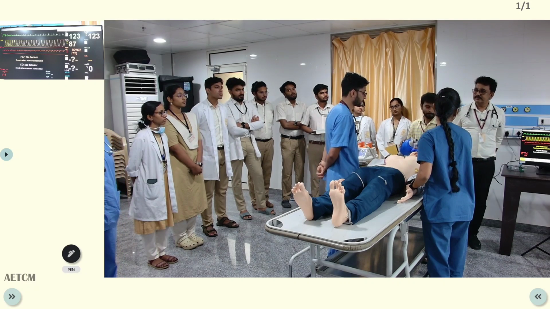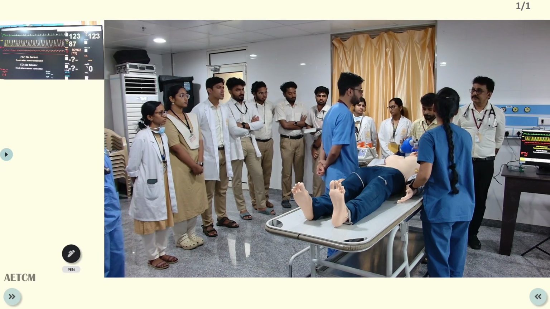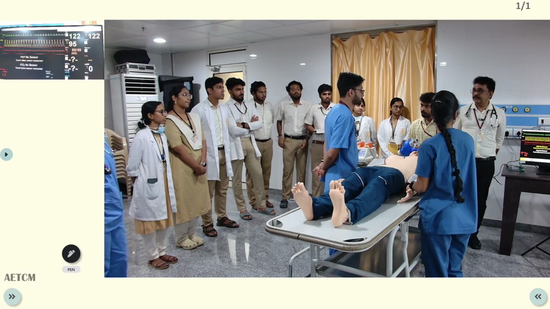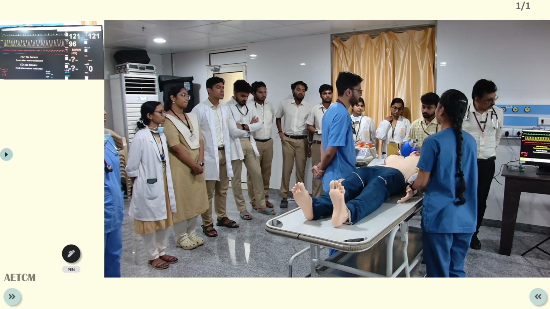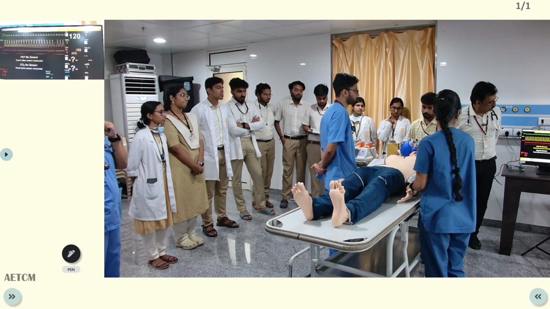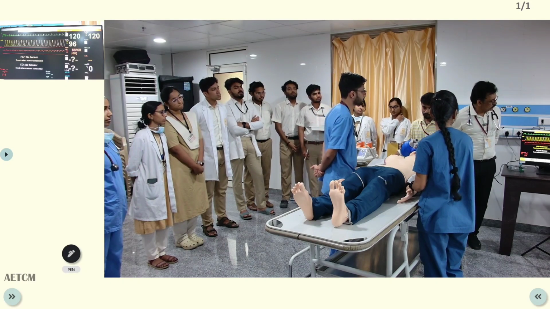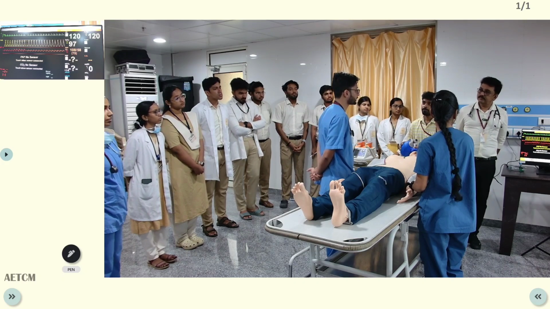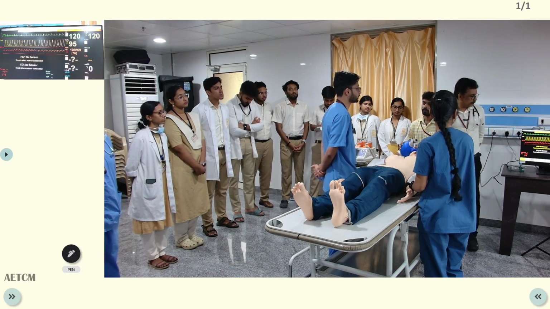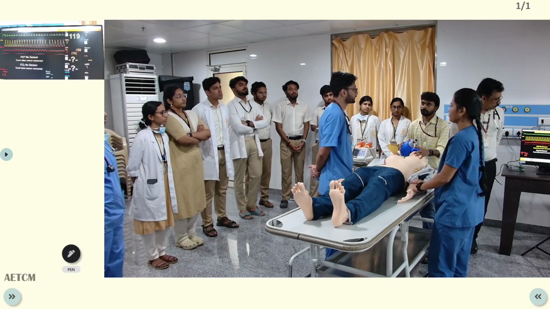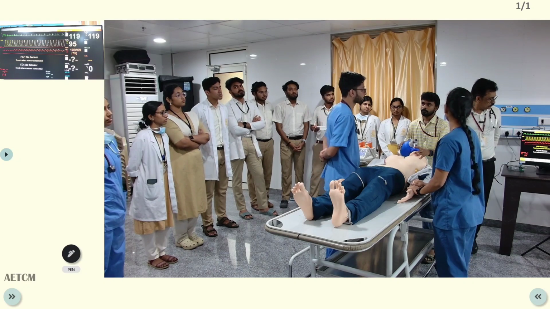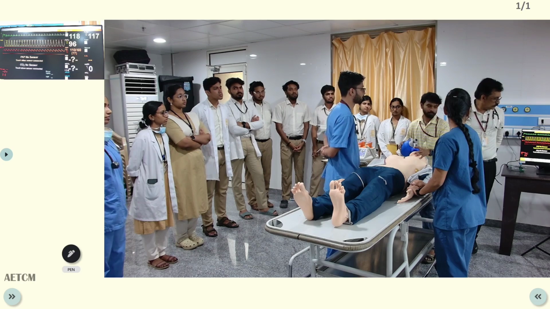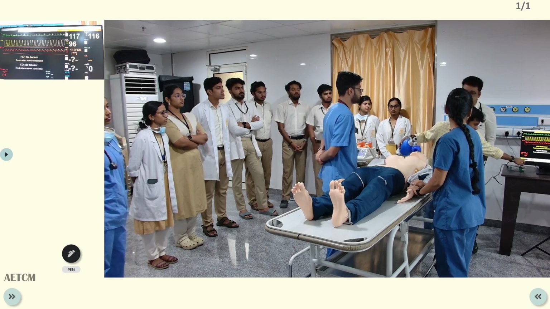Now post return of circulation, if the patient is conscious and oriented... Patient is not conscious, he is sedated. So we have to maintain the targeted temperature of 34 to 37 degrees Celsius. And we need to maintain CO2 between 35 to 45, saturation above 95%, and glucose of 80 to 150.